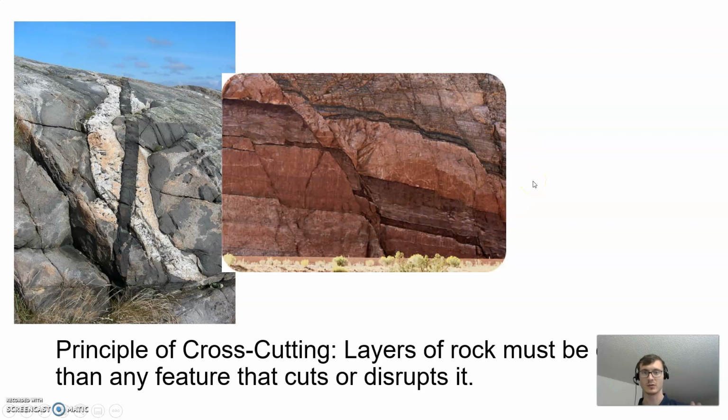Next, we would talk about cross-cutting. So over here on the left, what is the sequence? Well, first, we would say that this rock here and here was formed some way, and then after it was laid down, this cut through it.